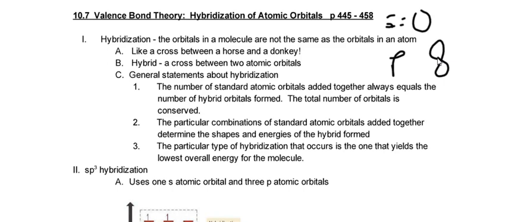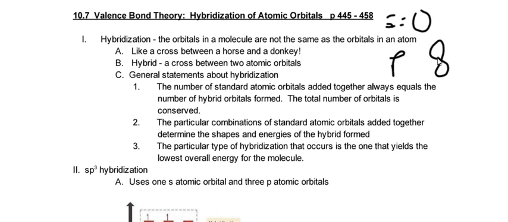So it says as a general statement, the number of standard atomic orbitals added together always equals the number of hybrid orbitals formed. What does that mean? If I have one s and three p's, I'll end up with 4 sp3 hybrid orbitals. It says the total number of orbitals is conserved. The particular combination of standard atomic orbitals added together determines the shape and energies of the hybrid formed. And we're going to be talking about this, don't worry. And it says the particular type of hybridization that occurs is the one that yields the lowest overall energy.